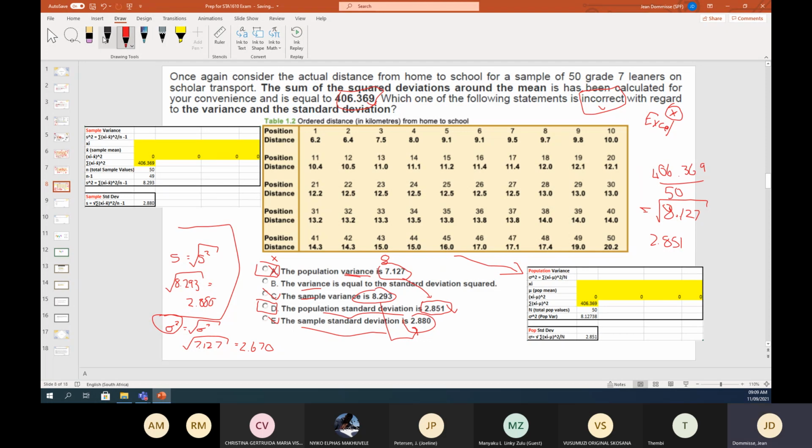Let's just use a different color for this one, because there's so much scribbling on this one. Okay, cool.